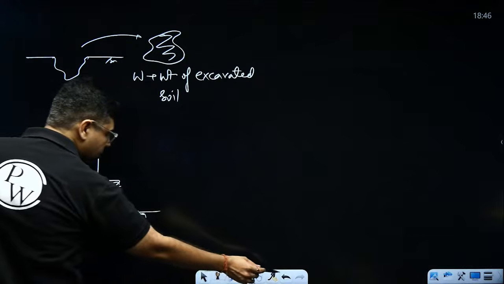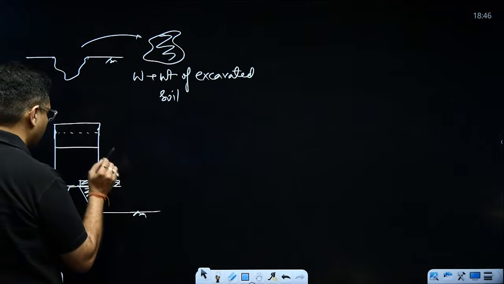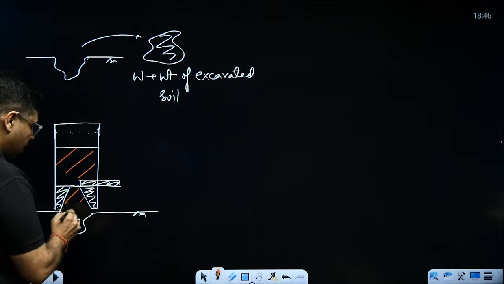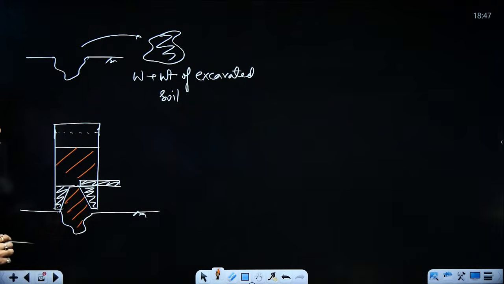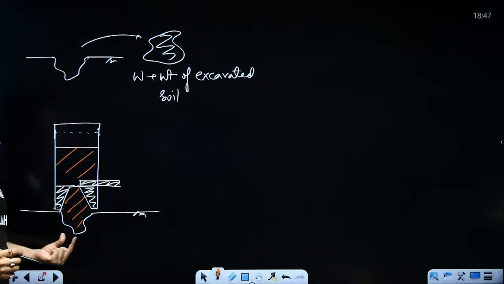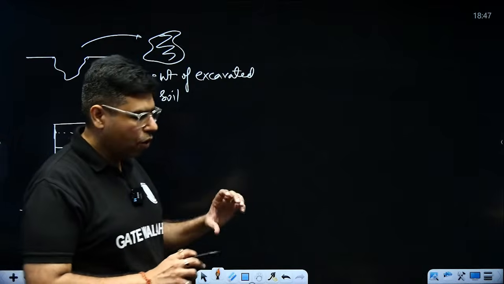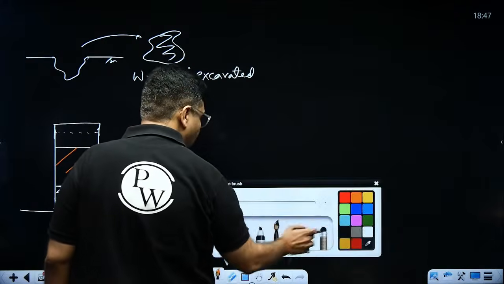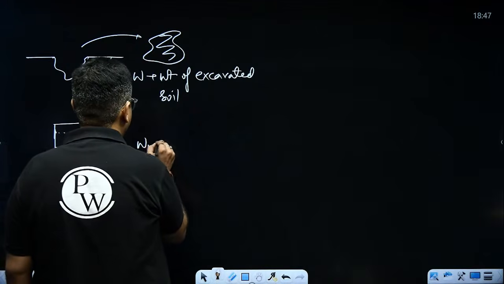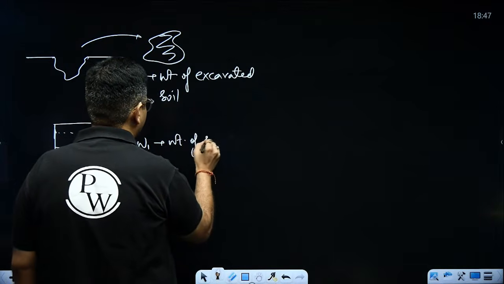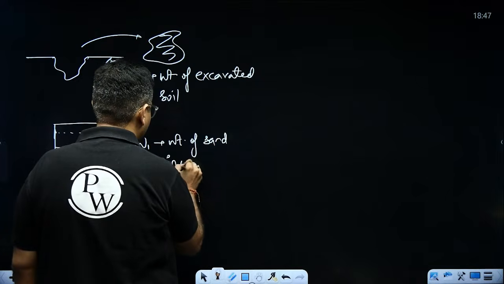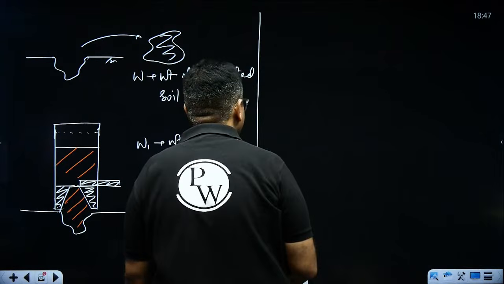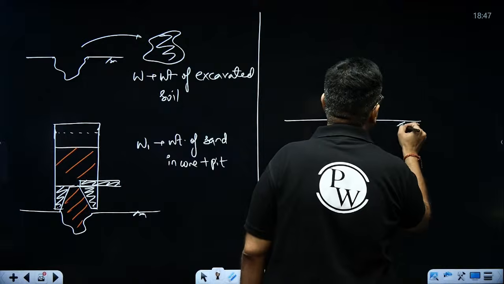The sand starts pouring inside the cone as well as the pit. We will find out the weight of sand in cone plus pit by recording the initial and the final weight of the sand bottle. Let me call this W1, the weight of sand in cone plus pit.